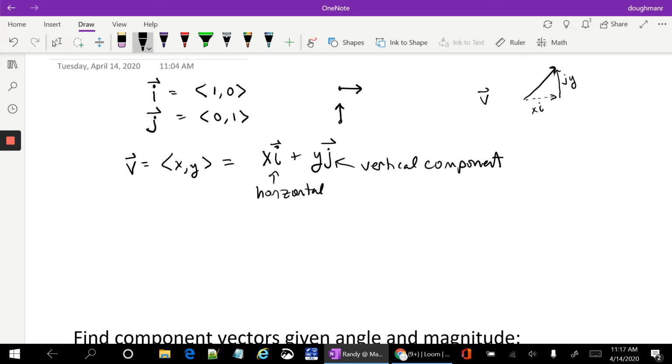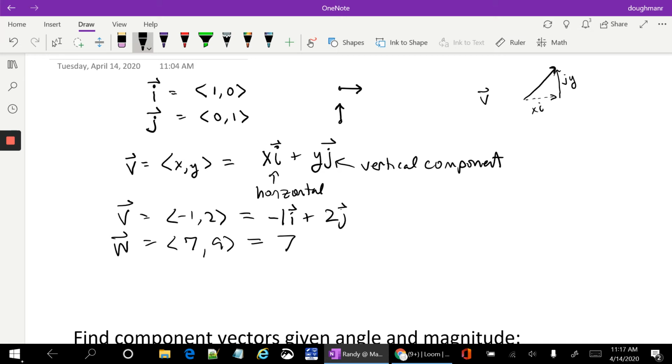So let's look at some examples. If I said vector v was negative 1, 2, you can also write that as negative 1i plus 2j. If another vector w is something like 7, 9, we can also write that as 7i plus 9j. Just another way to represent vectors.